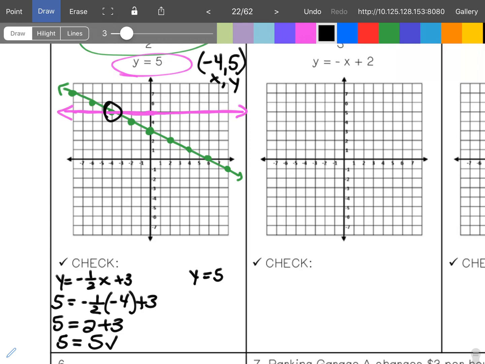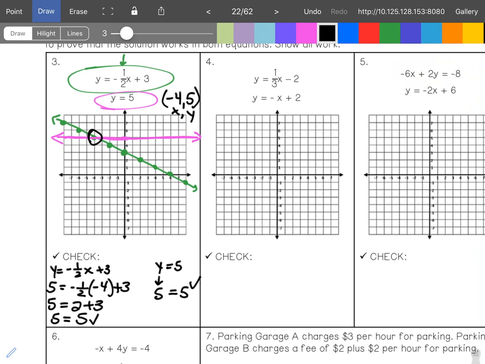So let's go check the other one. Well, we think that y is 5. There's no x here to plug in, so guess what? That works. So this is our solution right here, -4, 5.